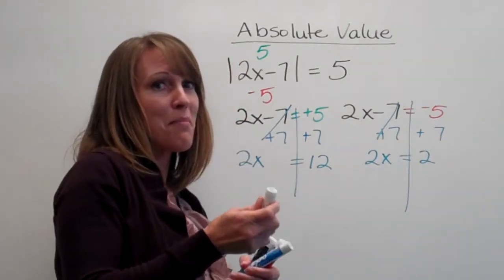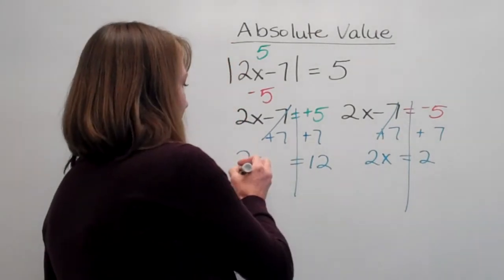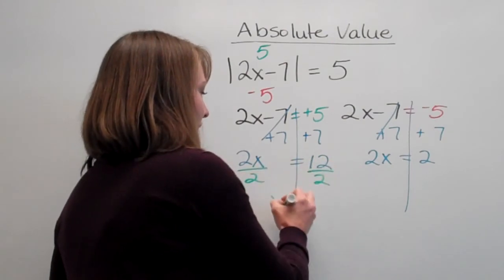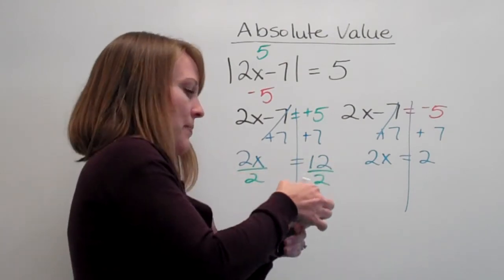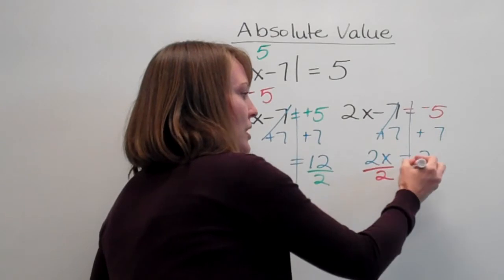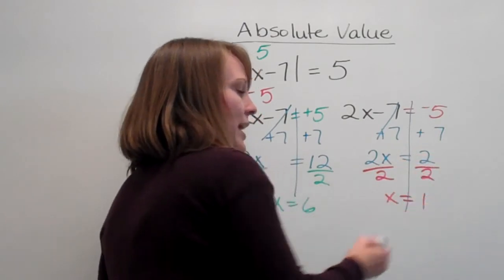And it's going to be nice numbers. I like that. So I'm going to divide this one out by 2, and I get x is equal to 6. I divide this one out by 2. I get x is equal to 1.